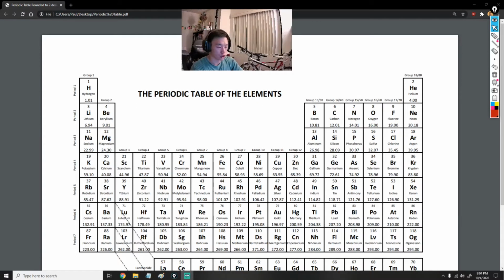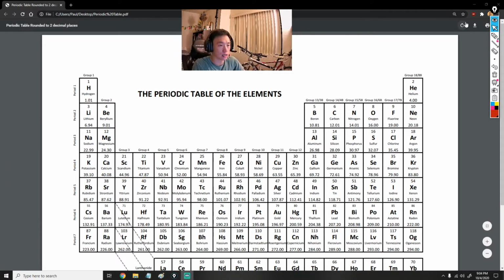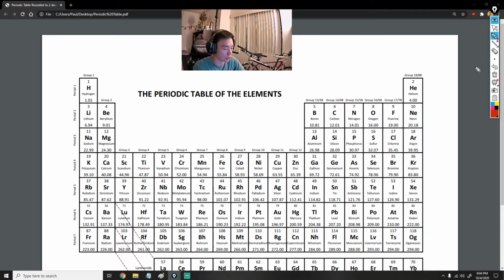Alrighty guys, so let me show you a little trick that you can use for MCIs just to make it a little bit easier to figure out what the charge is going to be for each element on the periodic table. Okay, so if you take a look at this first column right here, all of the elements in this column are going to want to become +1.